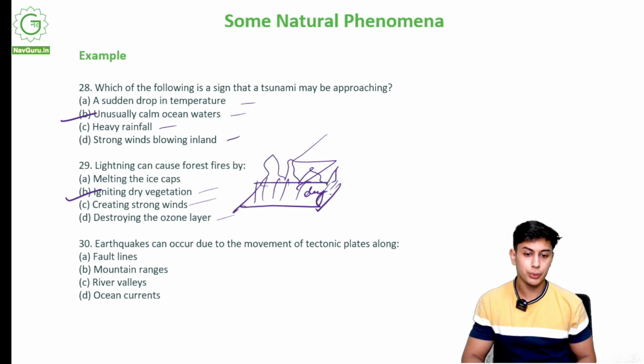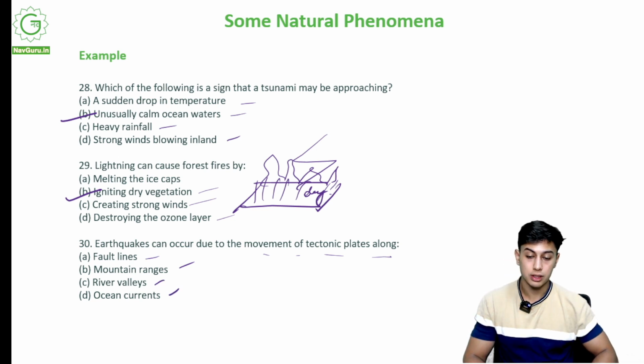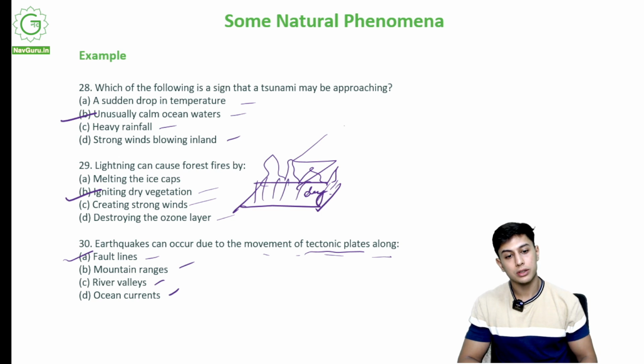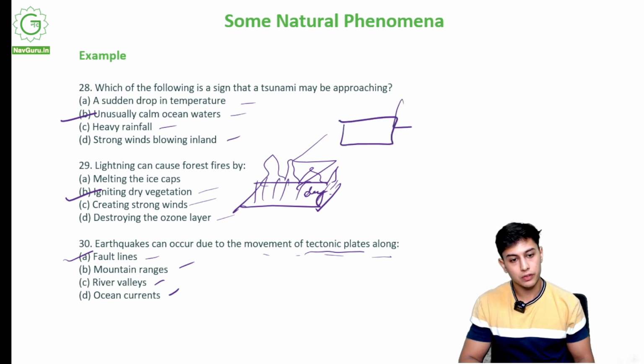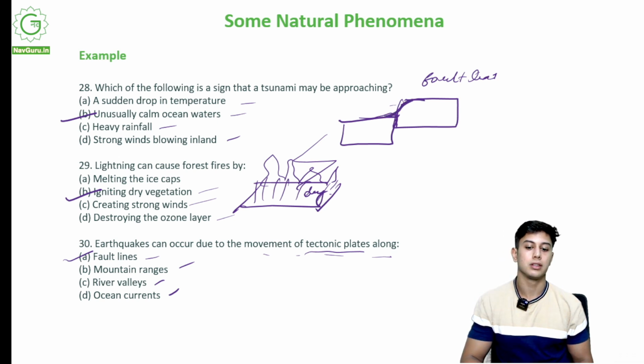Earthquakes can occur due to the movement of tectonic plates along fault lines, mountain ranges, river valleys, or ocean currents. So earthquakes can occur due to movement of tectonic plates along the fault lines. Okay, so these are tectonic plates, one over the other. Earthquakes can travel along the fault lines between these plates, okay.